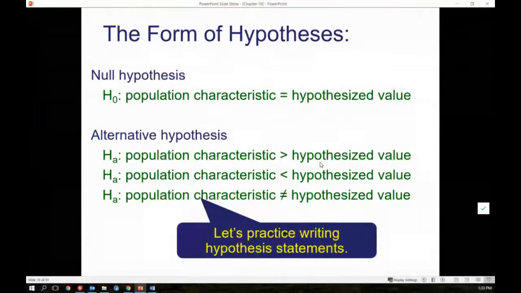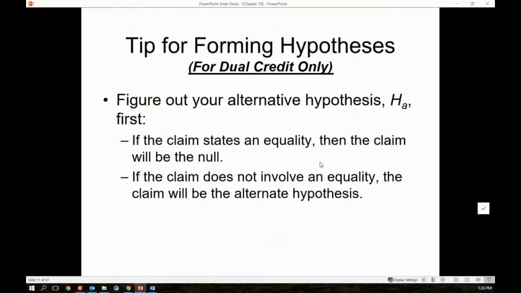So let's practice writing these hypothesis statements. And this next tip is actually to help dual credit, not AP. You can have a brain break or listen, your choice. It doesn't really apply much to you though.